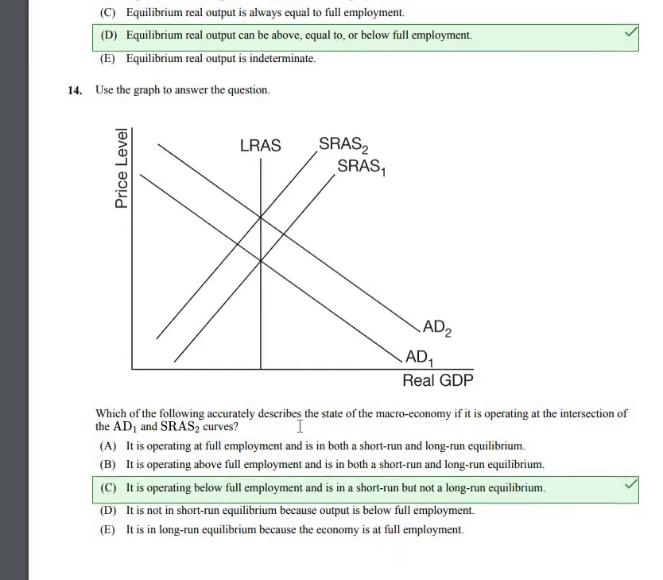Which of the following accurately describes the state of the macroeconomy if it's operating at the intersection of AD1 and SRAS2? AD1 is here, SRAS2 is there, so this would be the equilibrium point right there. Okay, that would mean that we are in a recession, operating below full employment and in a short-run, but not long-run equilibrium. Okay, to be at long-run equilibrium, you have to be at equilibrium at any point along the long-run aggregate supply curve.